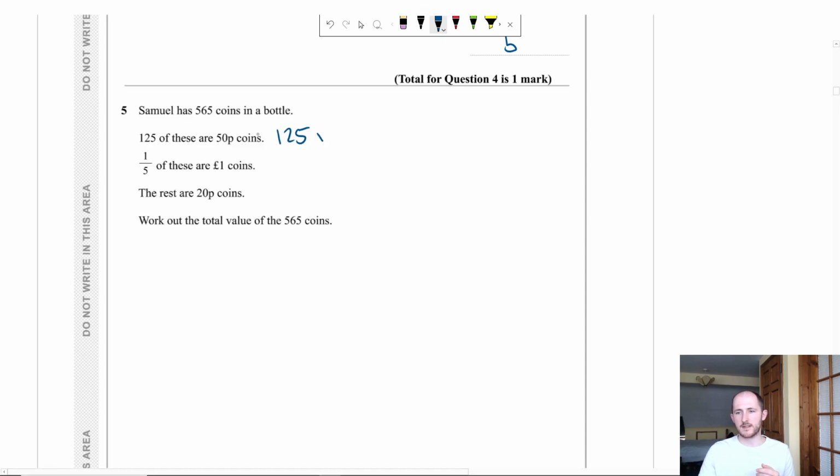So 125 times 0.5 should give you an answer of £62.50. That's the value of those 125 50p coins. Now, what about the fifth of the coins that are £1 coins? Well, it's a fifth of the total number. When I say "of", all I'm doing is doing times. So a fifth times 565 will give me the number of pound coins.